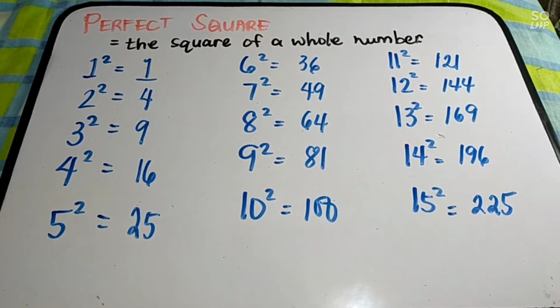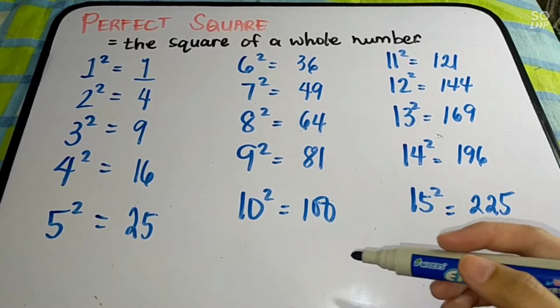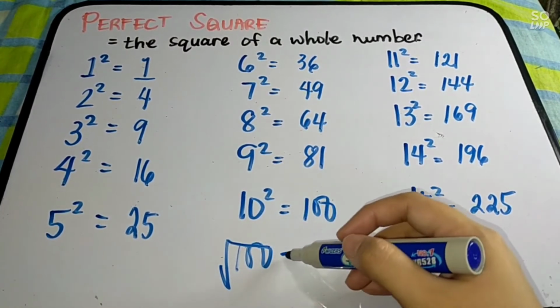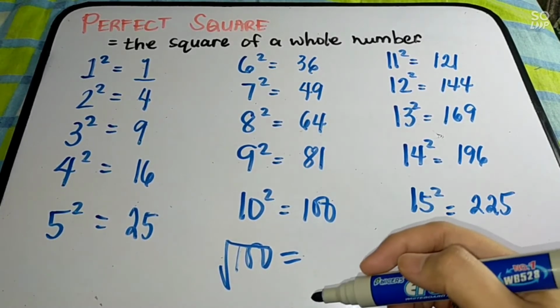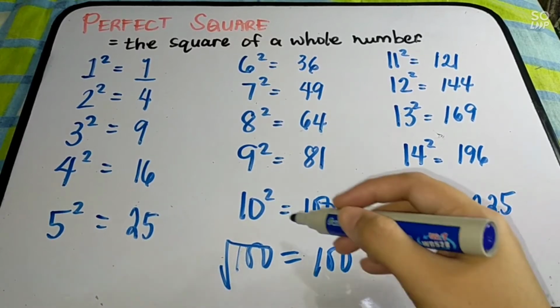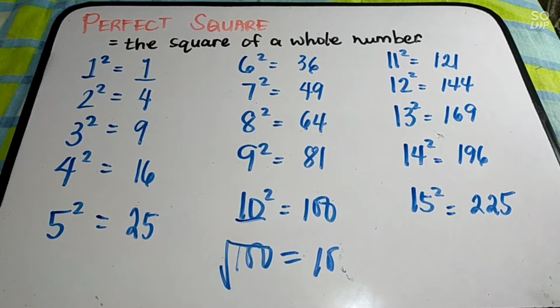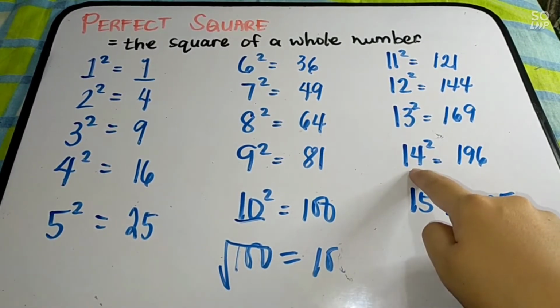Bakit? Halos kabaliktaran lang ni perfect square si square root of a number. If I am going to find the square root of 100, you are going to think of a number na kapag minultiply mo sa sarili niya, ang sagot is 100. So, the answer here is 10. Ganun lang kasimple. If you are going to find the square root of 196, the answer is 14.